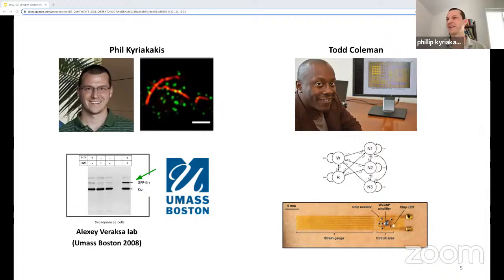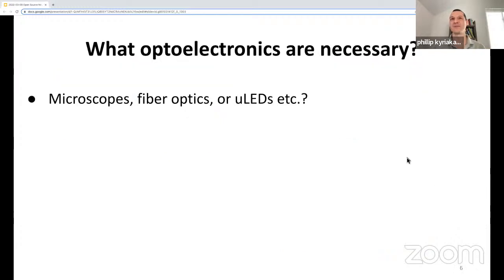I'm showing this fancy flex and very small electronics here, which is what a lot of people think about when it comes to optogenetics. And people also think about fiber optics that are surgically implanted, or microscopes or micro LEDs, and those tend to be really expensive and very specialized.